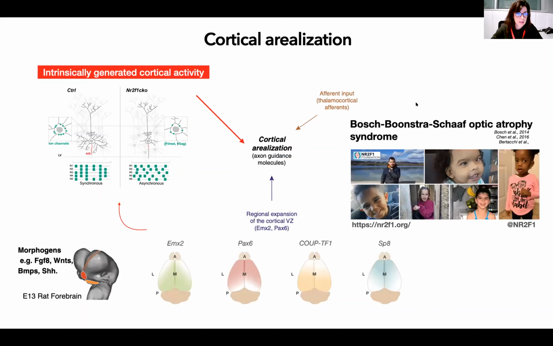This is relevant for the future objective of my lab, together with the collaboration of the Michel Studer lab and Xavier Lainé-Cuquel, because we are trying to understand better the implications of NR2F1 for neurodevelopmental disorders. Specifically, predisposition on this gene is leading to a very rare syndrome, named after the medical doctors who described it, Bosch-Boonstra-Schaaf optic atrophy syndrome, with a cluster of symptoms from epilepsy and autism to, obviously, visual impairment.